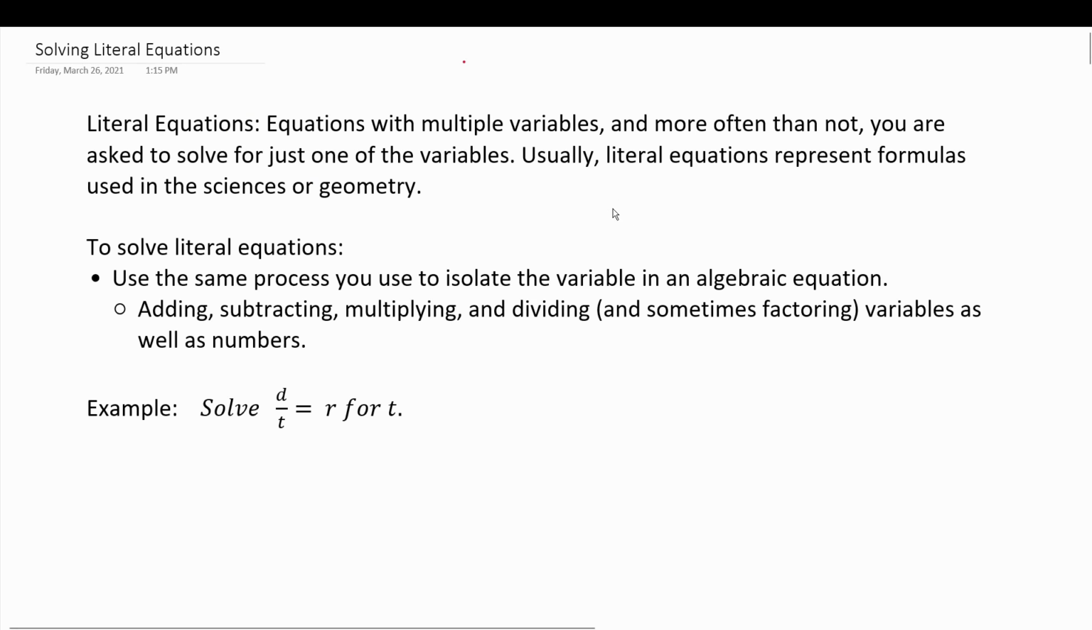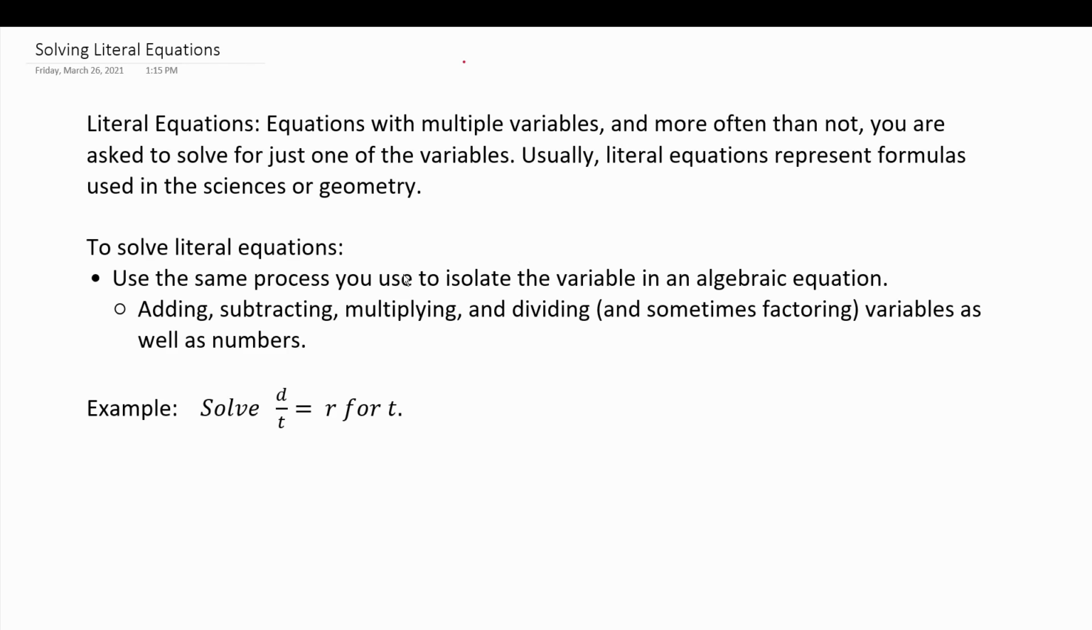All right, so as mentioned, we're going to start today's video by reviewing the definition of literal equations. And as we can see, literal equations are equations with multiple variables, and more often than not, you are asked to solve for just one of the variables. Usually, literal equations represent formulas used in the sciences, such as physics or geometry.